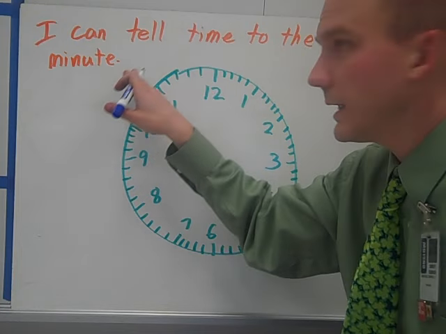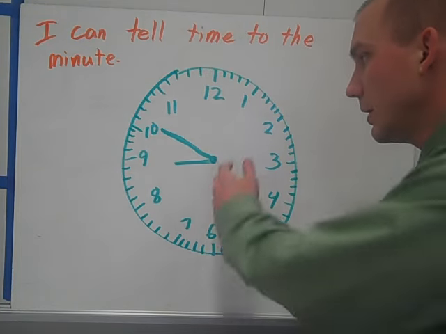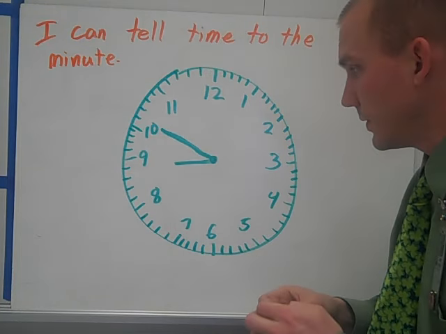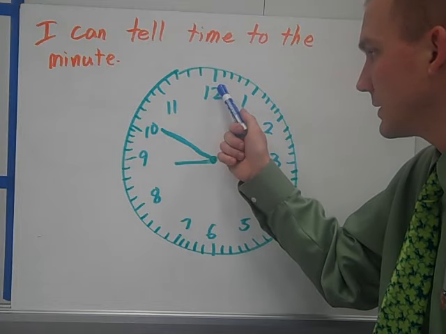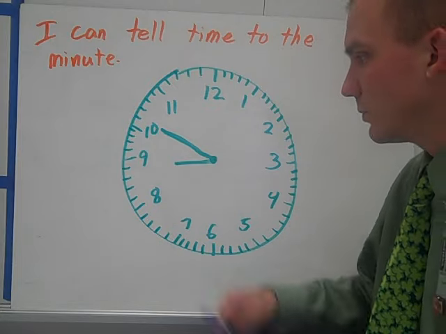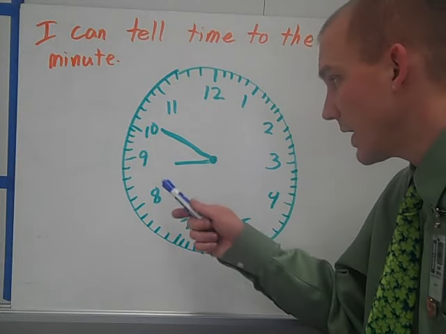Here's your target. I can tell time to the minute. I'm not going to solve this one for you, but you can go ahead and try it yourself. Be careful because you're on the other side of the clock. Minute hand's getting closer here to the 12, so be careful with your hour hand in terms of which hour that is.